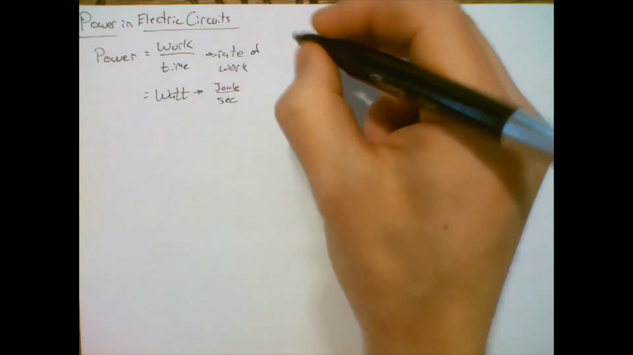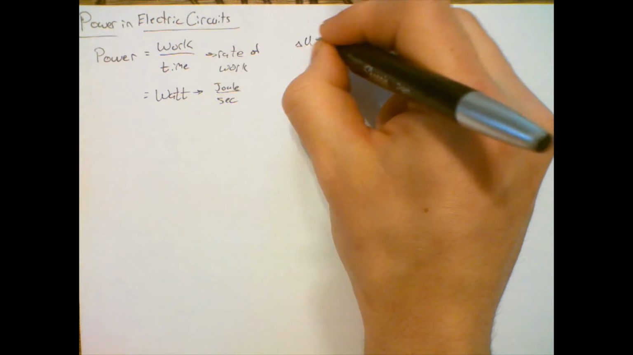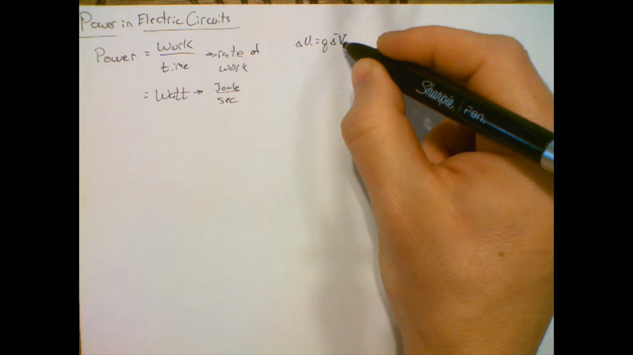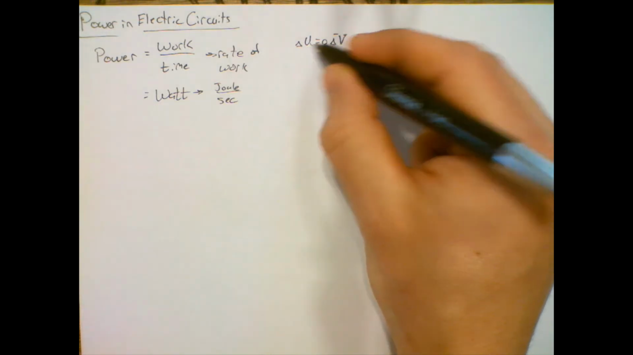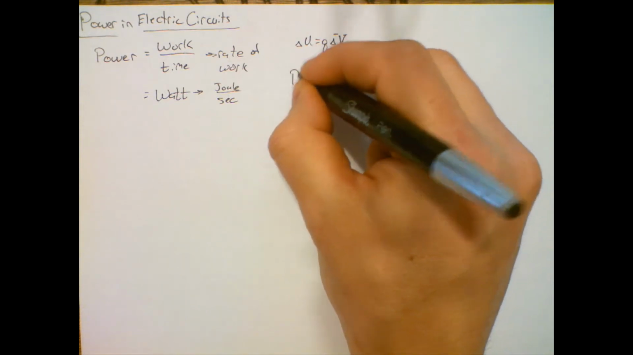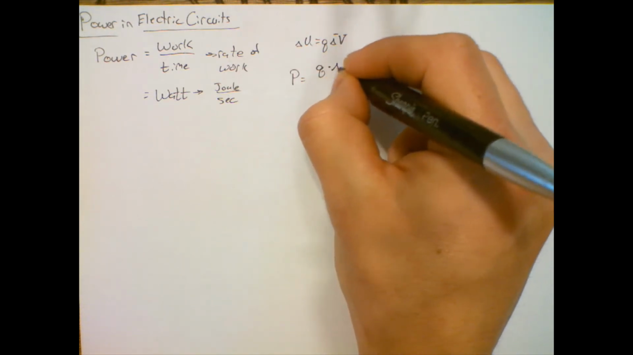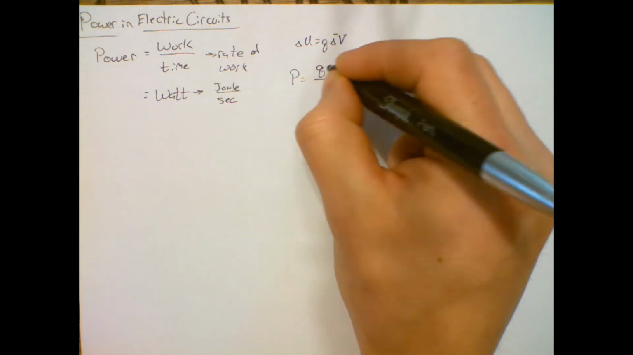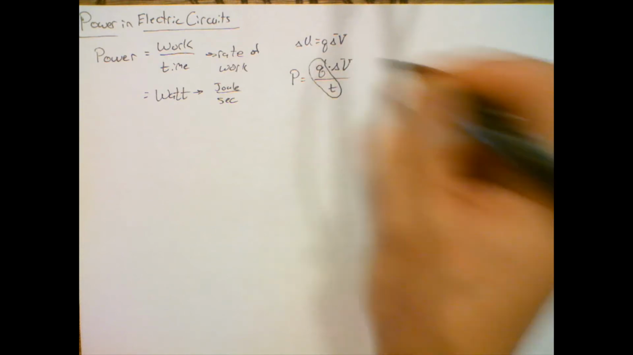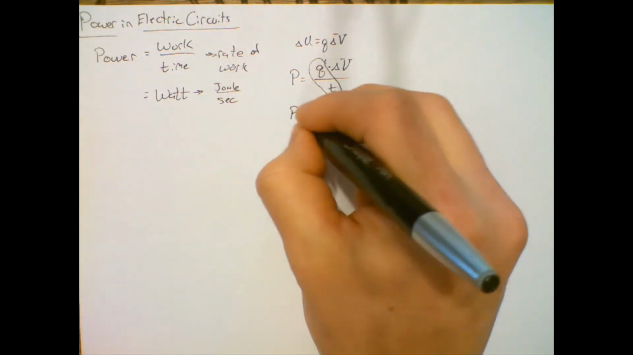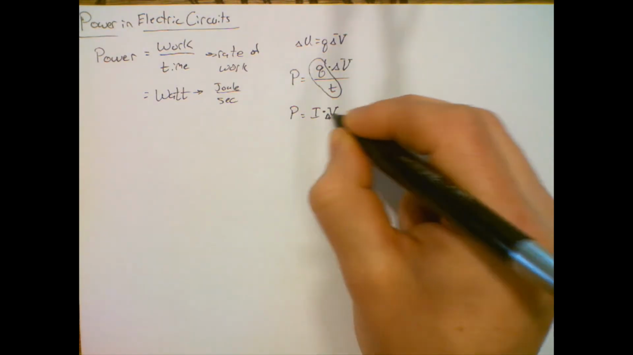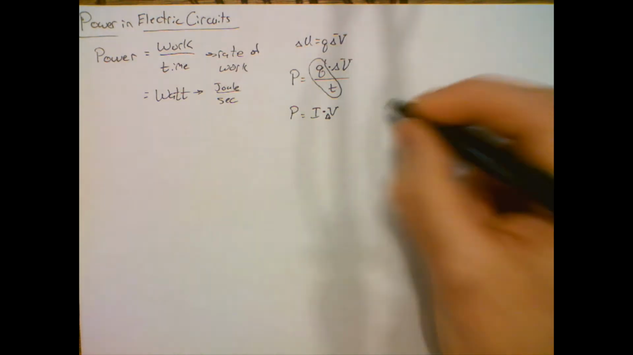But in electricity, this work, we don't really care about the actual work. We usually care about the system as a whole. So we're going to talk about voltage. And work is charge times the voltage. So let's put that in there. Power is charge times voltage over time. How much charge, how much voltage, how much time. And if you look here, well, that's just current. Power is current times the voltage difference.